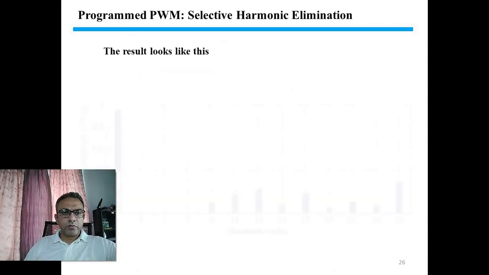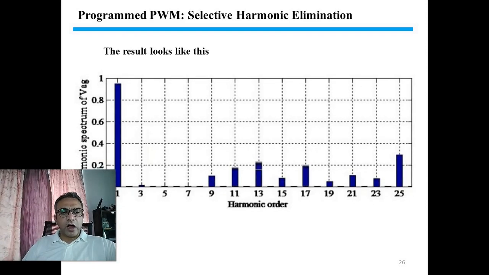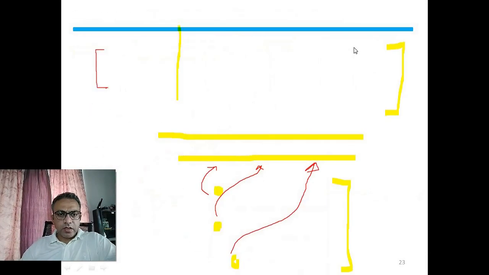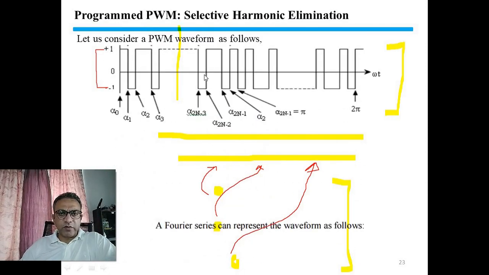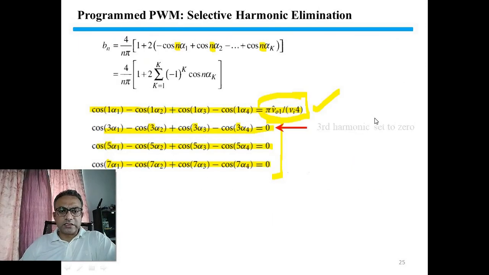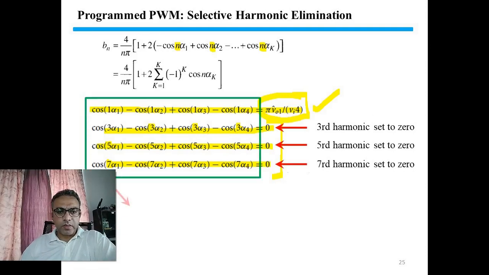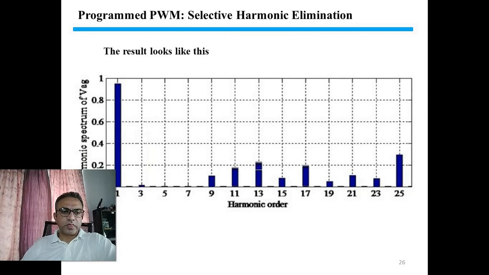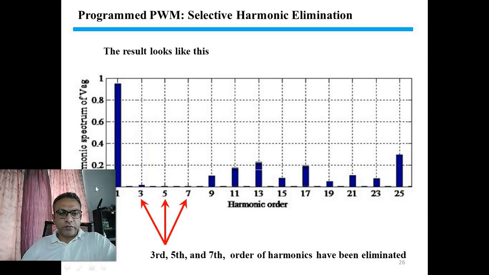And this is what our output result will look like. We will get a waveform like this. And when we perform the harmonic analysis, it will look like this, where the third, the fifth, and the seventh harmonics have been eliminated.